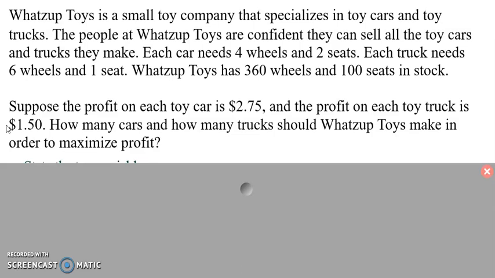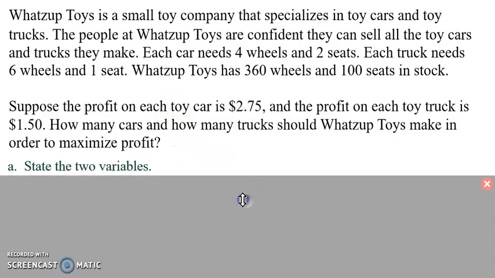Well, I'm looking at my data and I see a car needs more seats, but a truck needs more wheels. We have far more wheels than seats available, but that makes sense because both the car and truck need a lot more wheels. And then the profit has toy cars making much more profit, which makes us think we should sell mostly or possibly all cars. So those are just some ideas I'm thinking of as I'm looking at these values here.